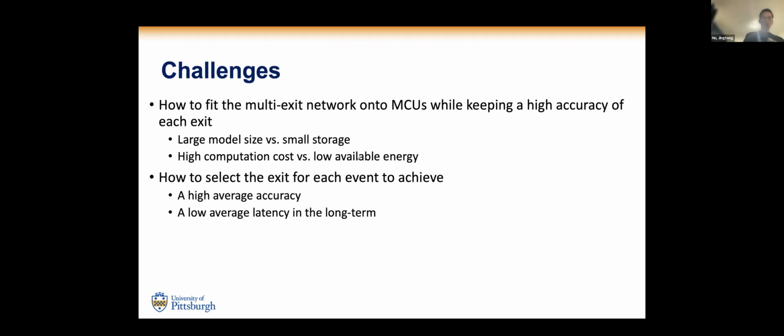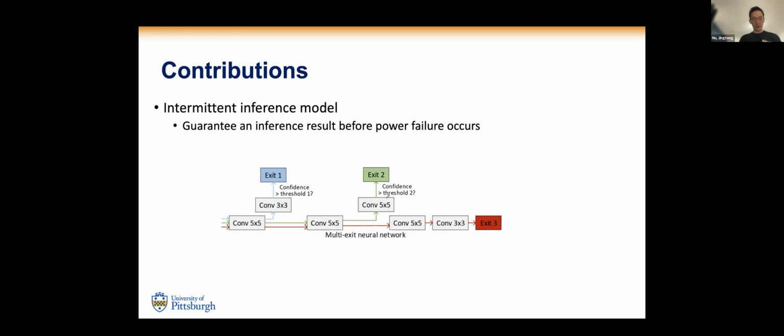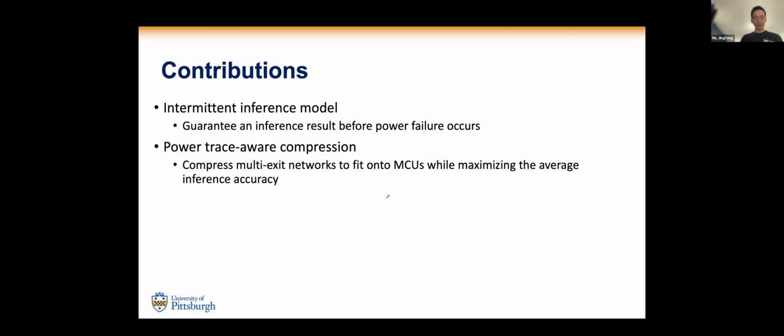And also for this kind of model to work, we need to decide which exit to select for each event to achieve a high average accuracy and a low average latency in the long term. Okay, so in order to address these challenges, we are making the following contributions. First, of course, we came up with this intermittent inference model.